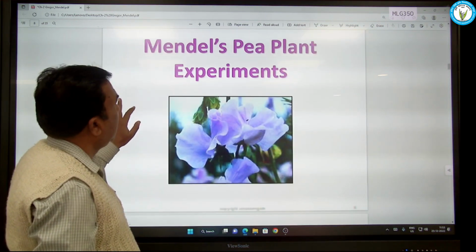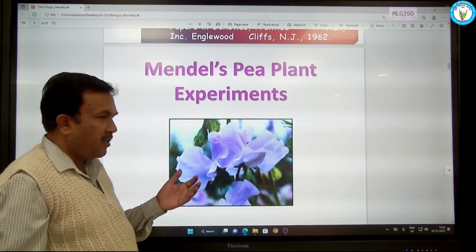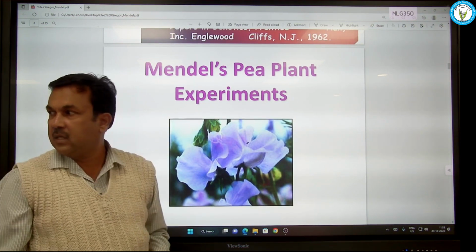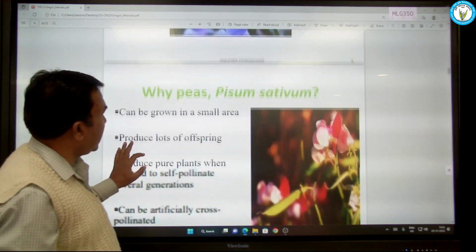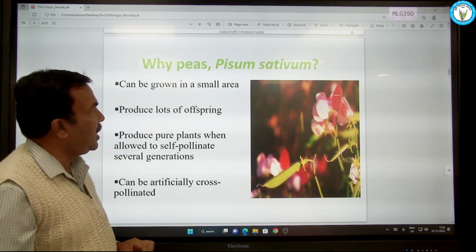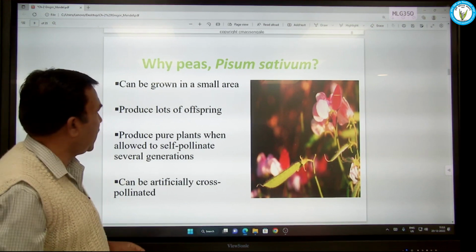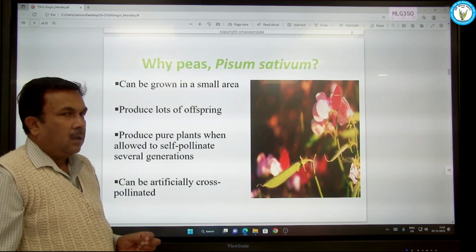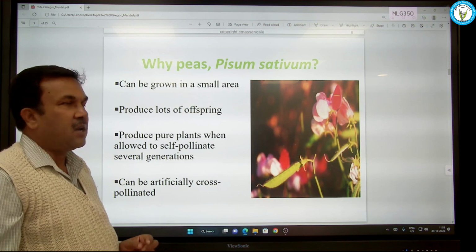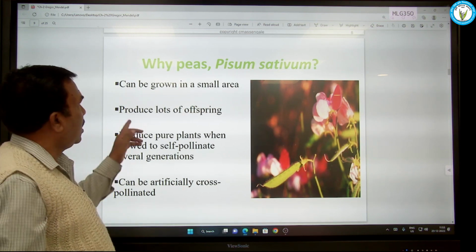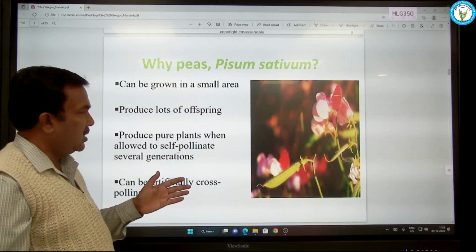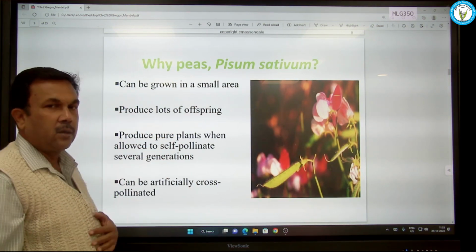Now we will discuss Mendel's work on pea. The question arises why he chose pea, Pisum sativum only. As you know, pea is a self-pollinated crop and it is a seasonal crop. The plant is also short, so in a small area he can grow the pea plants.